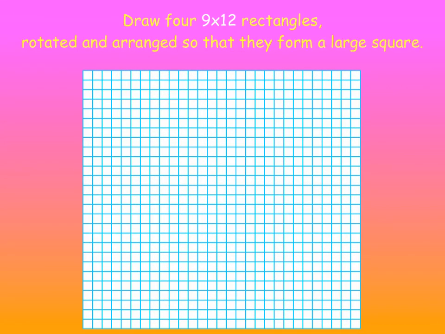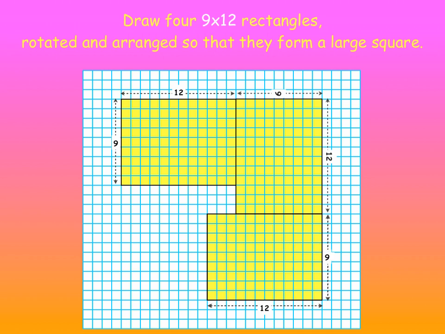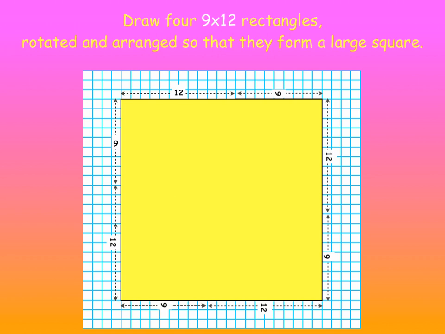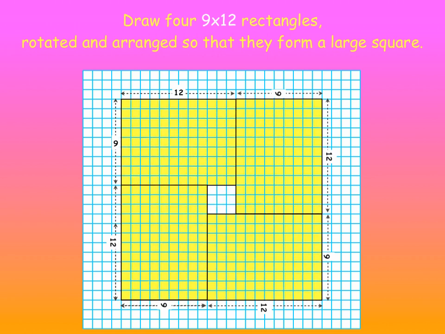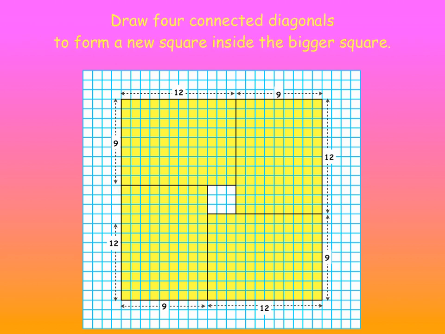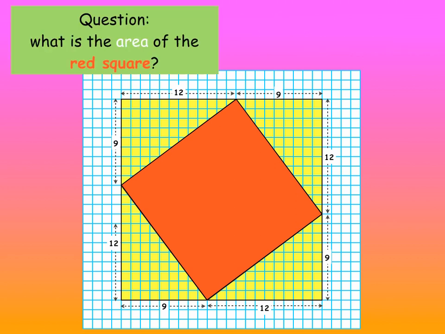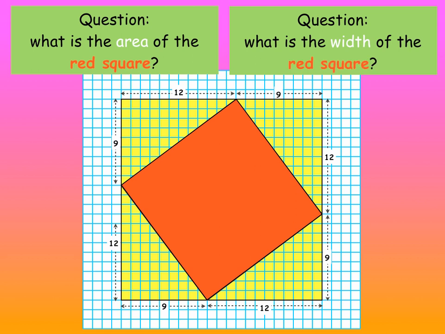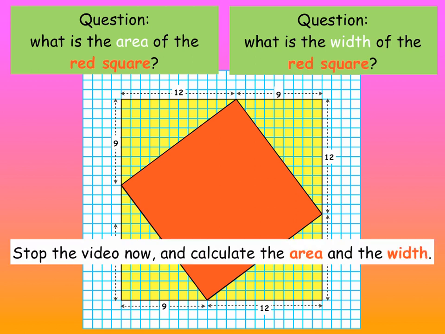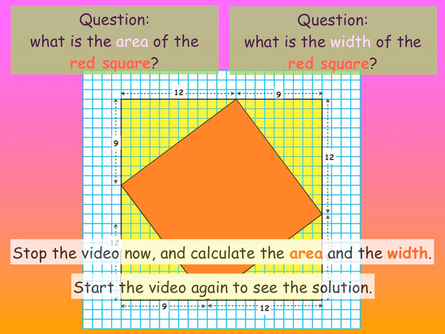Something new. Draw 4 9 by 12 rectangles, rotated and arranged so that they form a large square. And here we can see the large square that they make all together. Draw 4 connected diagonals to form a new square inside the bigger square. What's the area of this red square, and what is the width of the red square? Stop the video and calculate. And here comes the solution.